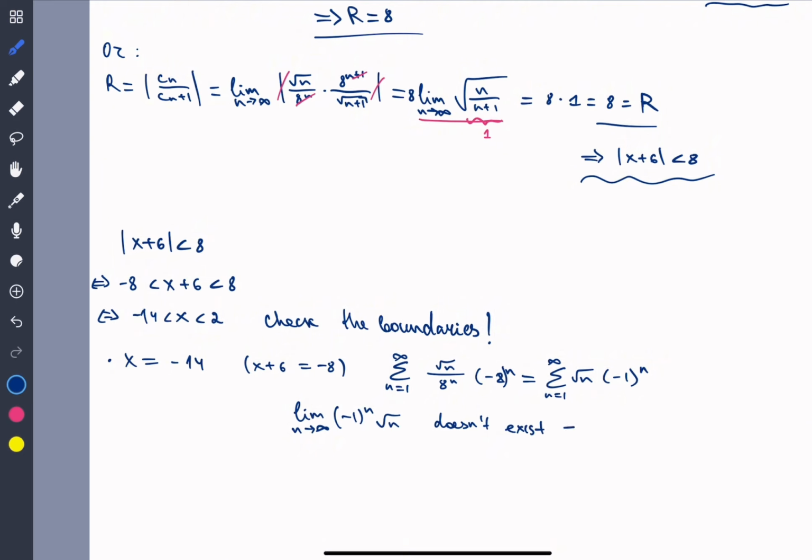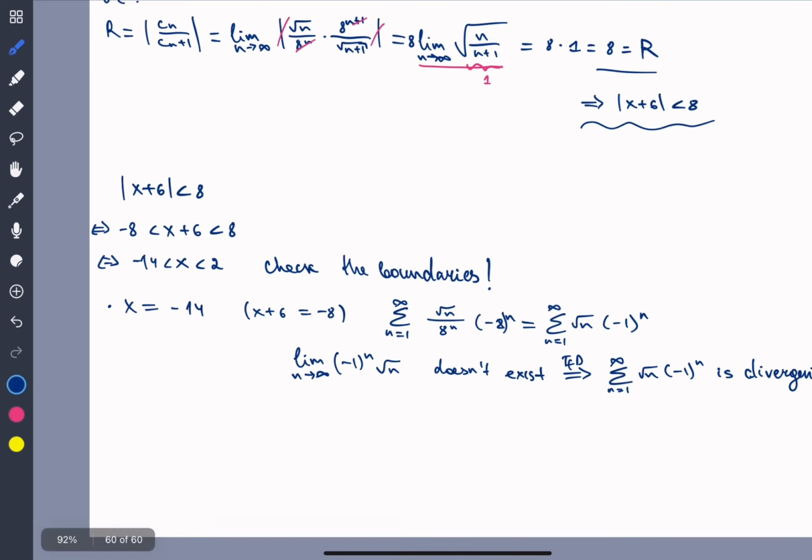So in this case, we see that it doesn't exist, so by the test for divergence, the series from 1 to infinity of square root of n times minus 1 to the power of n is divergent. It means that our point minus 14 is not included in the interval of convergence.